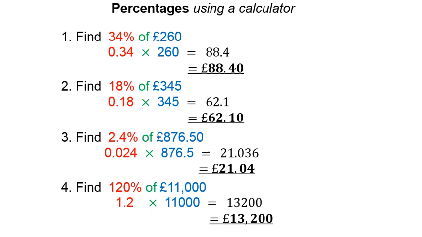Remember, if you've got a small percentage, like 2.4%, you'll have a very small amount at the end. If you have 2.4% of £876.50, you'll end up with £21.04. So not a completely unimportant amount, but pretty insignificant compared to the original quantity. And with question 4, finding 120% of 11,000 is equivalent to finding a bit more than all of 11,000. And this is what we're going to come to when we start looking at a 20% increase.